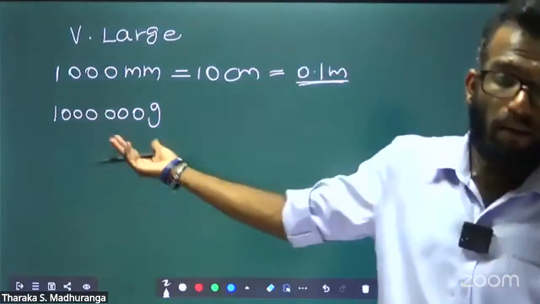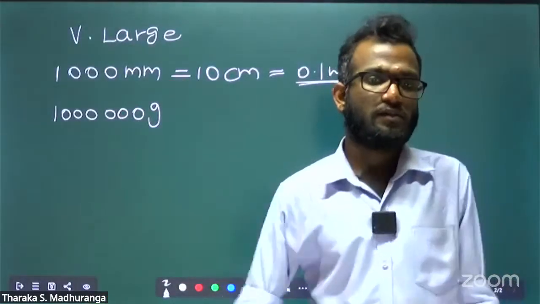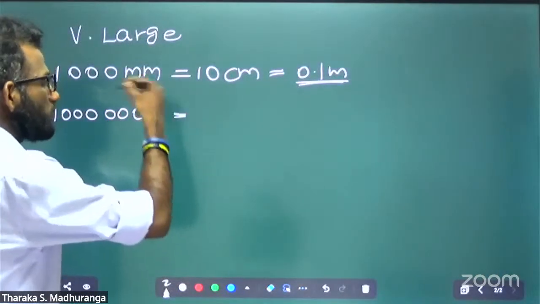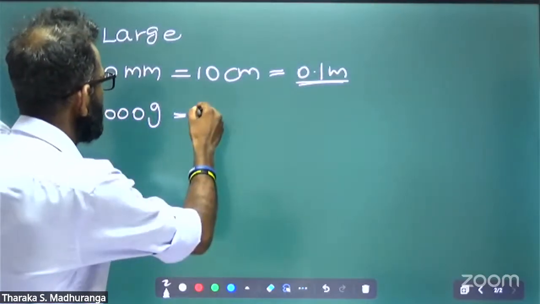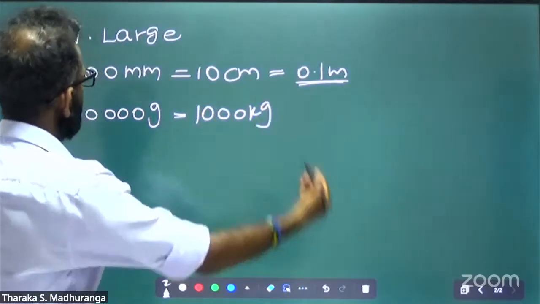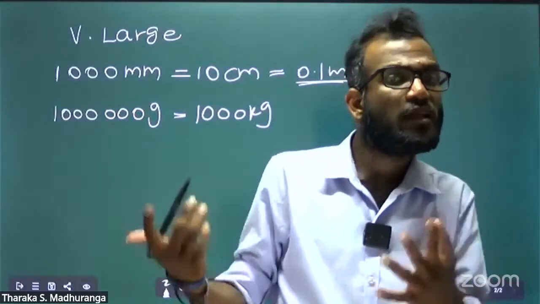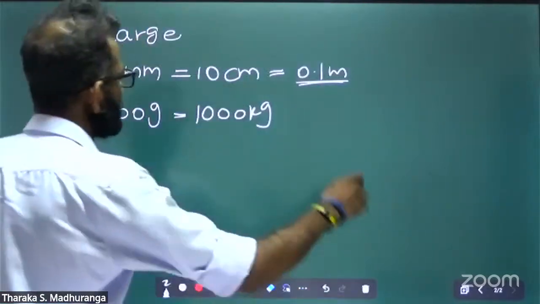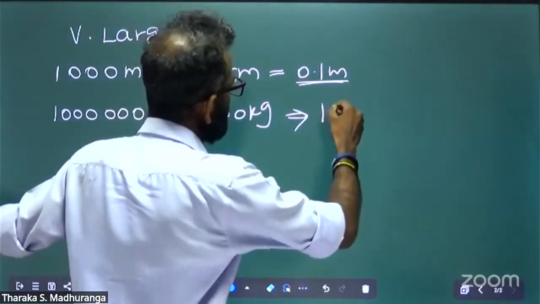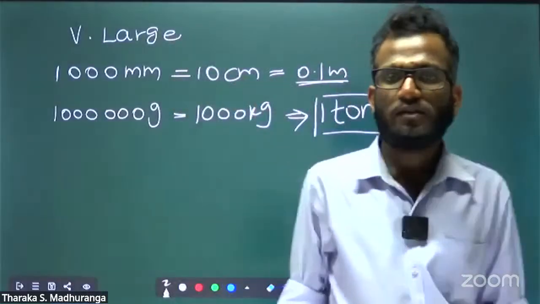10 lakhs of gram, the mass of any object, 10 lakhs. Then if I explain the same measurement as 1,000 kilogram, 1,000 kilogram is the 10 lakhs of gram. The same measurement. They are the prefixes. Now again I can explain it as 1 ton. Same measurement.